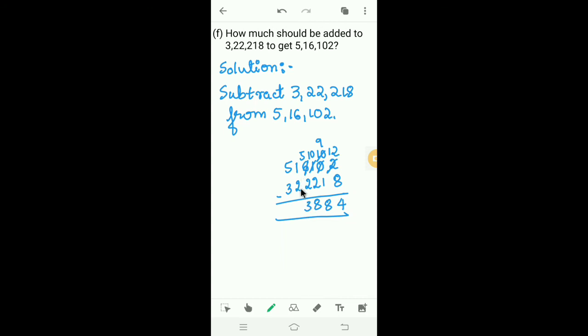1 minus 2, is it possible to subtract? No, it is not possible. So what we have to do? We have to borrow from the next number. Here the next number is 5. If we borrow from 5, then 5 becomes 4 and here 1 becomes 11. 11 minus 2 is 9. 4 minus 3 is 1. So the answer is 1,93,884.